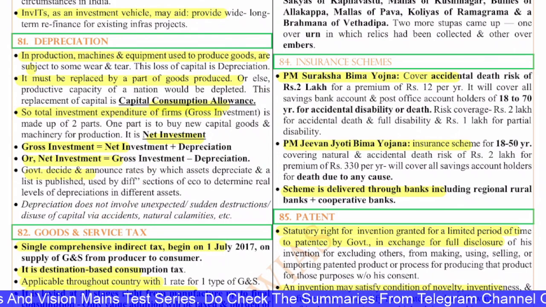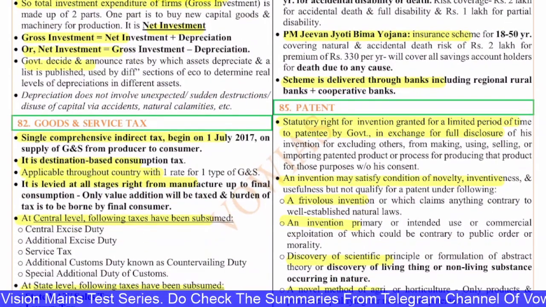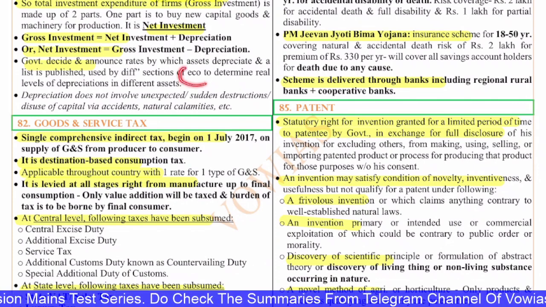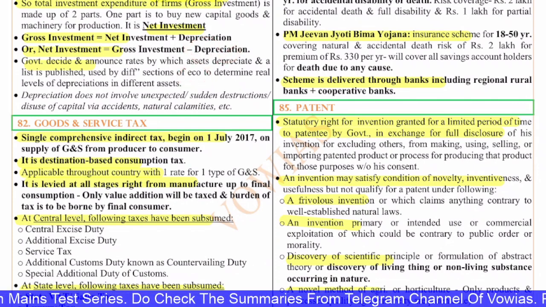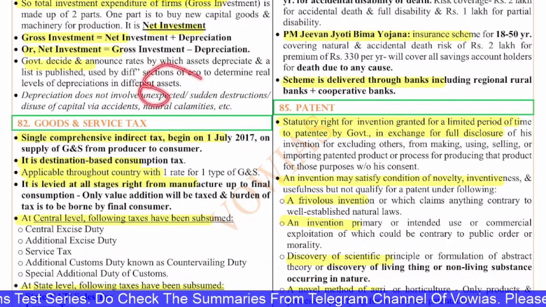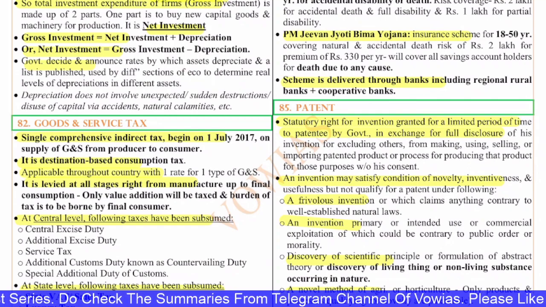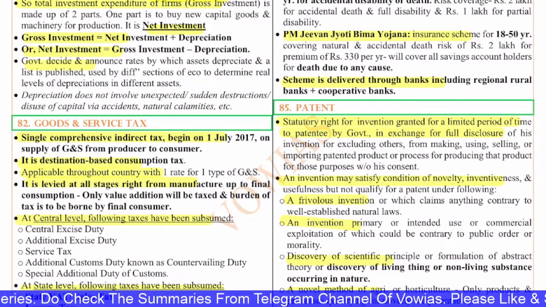The government decides and announces the rates by which assets depreciate, or a list is published. It is used by different sections of the economy to determine real levels of depreciation on different assets. Depreciation does not involve unexpected or sudden destruction and loss of capital by accidents, natural calamities, etc. It does not include those things.